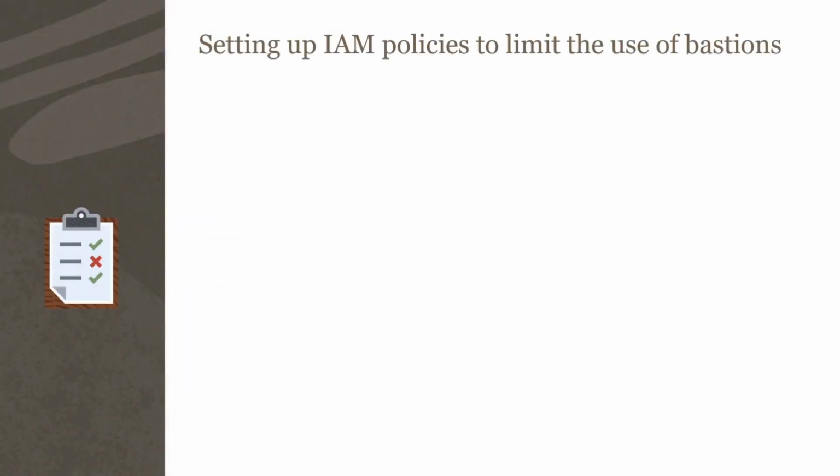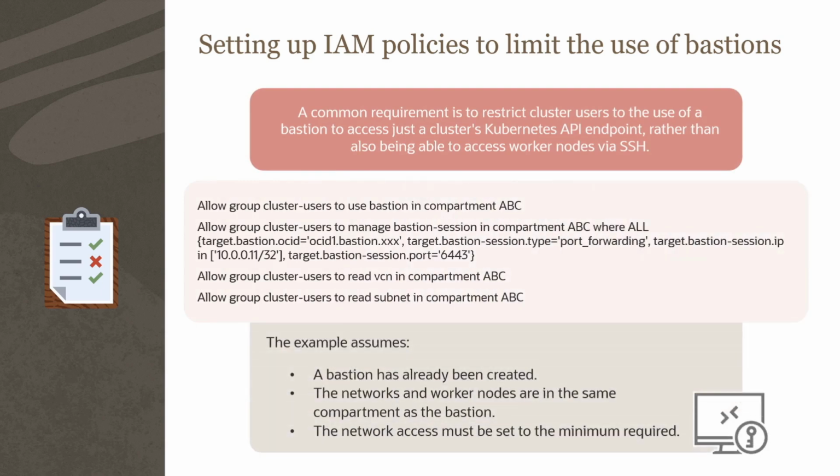As a cluster administrator, setting up IAM policies is crucial to control and limit the resources accessible to cluster users via bastion. For instance, you might want to restrict users to only access a cluster's Kubernetes API endpoint, excluding SSH access to worker nodes. The following example policy allows users in the group cluster user to create, connect to, and terminate bastion sessions for Kubernetes API endpoints in subnet 10.0.0.11/32 on port 6443 in compartment ABC.